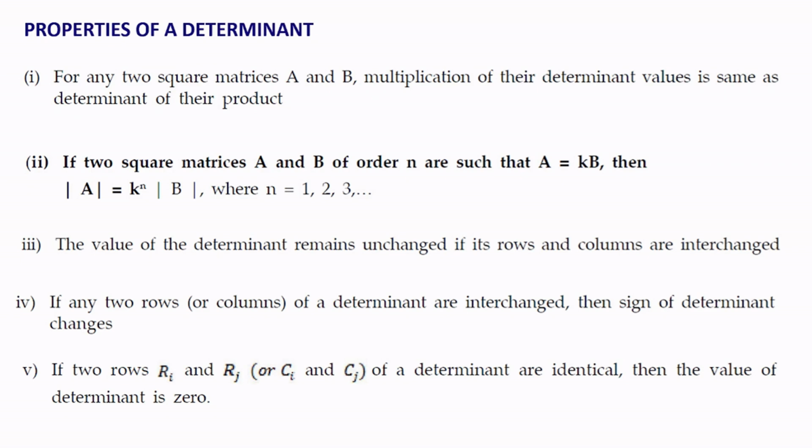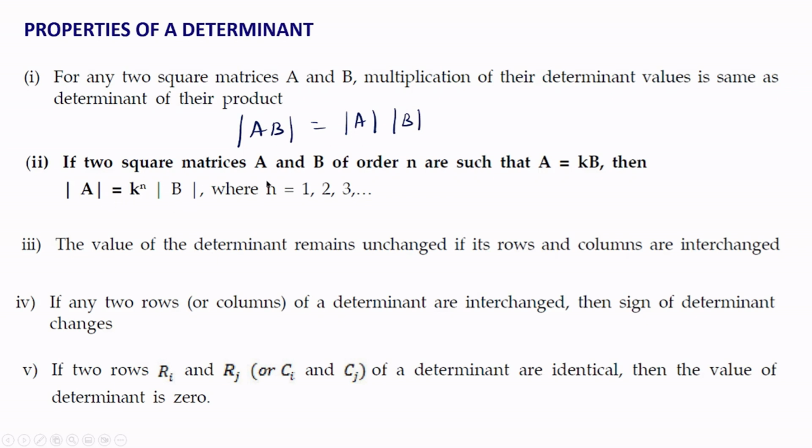Now we'll see the properties of determinant. For any two square matrices A and B, the multiplication of the determinant values is the same as the determinant of their product. That is, determinant of A into B is equal to determinant of A into determinant of B. We saw this in one of the examples.